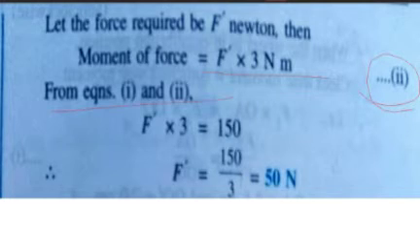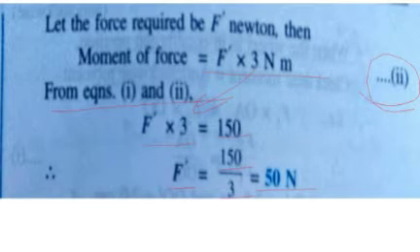So from equation 1 and 2, F into 3 is equal to 150. F into 3 is here and 150 we got earlier. So F will be 150 upon 3, that is 50 Newton. 150 upon 3 is 50. Right? So answer is 50 Newton.